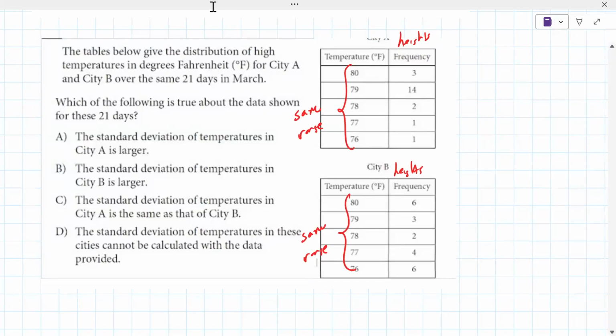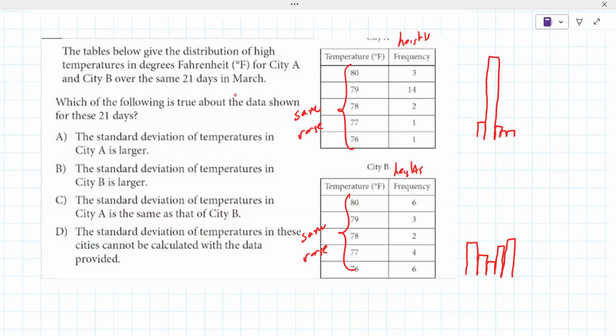Would it just be C then? No. So this is the exception. That's why I said you've got to grab the values. This first one is 3, 14, 2, 1, and 1. The second one is 6, 3, 2, 4, 6. All right.